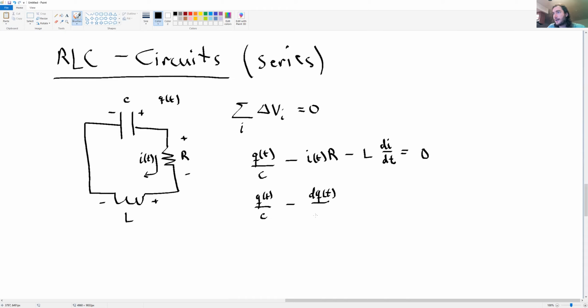So now we have dq dt with R there still. Current is dq dt, and then minus L, second derivative of Q with respect to t here. So if we want to solve this equation, what we have to do is make a guess, and we have to impose an initial condition on this thing.